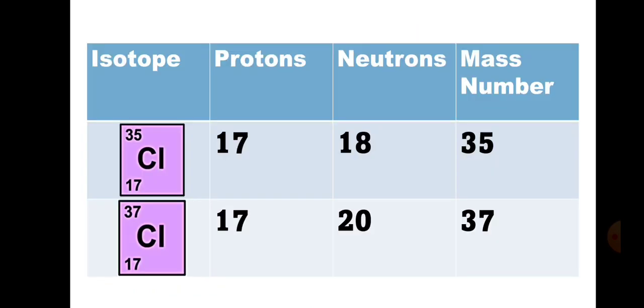20 neutrons. In tabular form we can see that the first isotope of chlorine has 17 protons and 18 neutrons and its mass number is 35. In the second isotope, we have protons equal to 17, 20 neutrons and the mass number is 37.